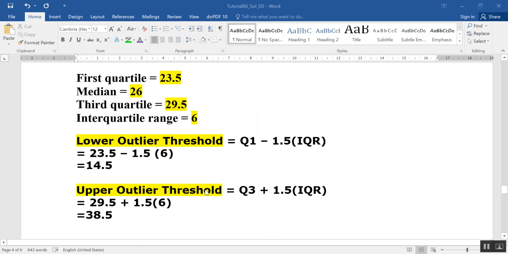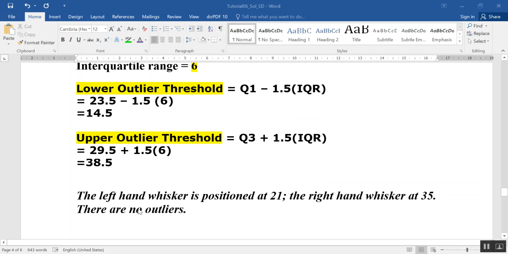Now, I also found here the lower outlier threshold, which is this equation, Q1 minus 1.5 times the interquartile range, which I got as 14.5. And then for the upper outlier threshold, I got 38.5, right? So any value that falls below the lower threshold and any value that falls above 38.5 is considered an outlier, and we try not to use that in our analysis.